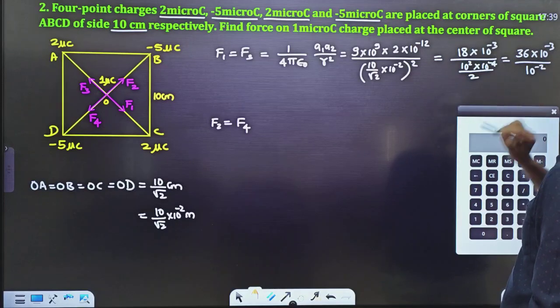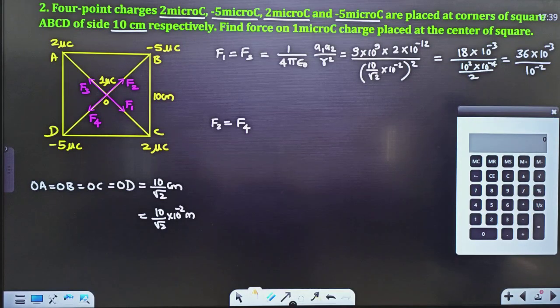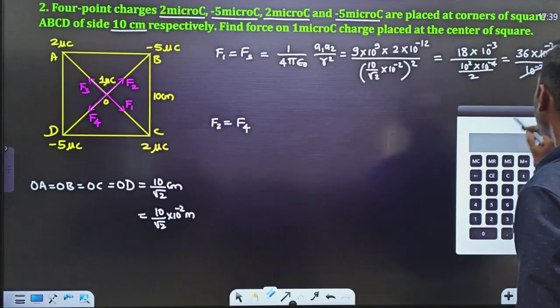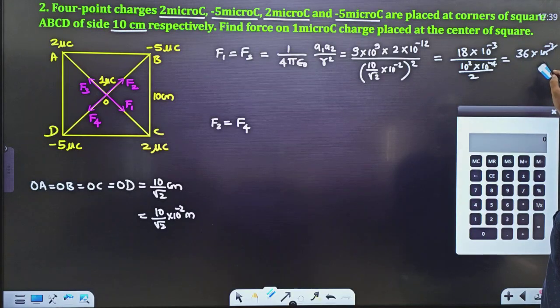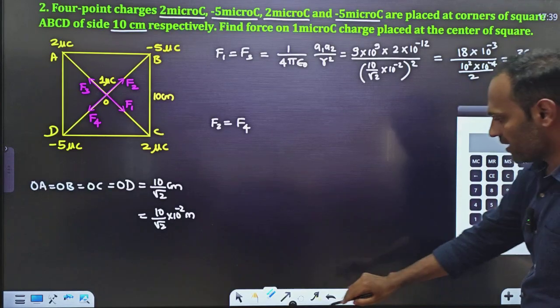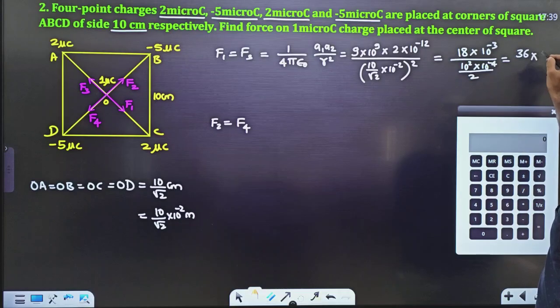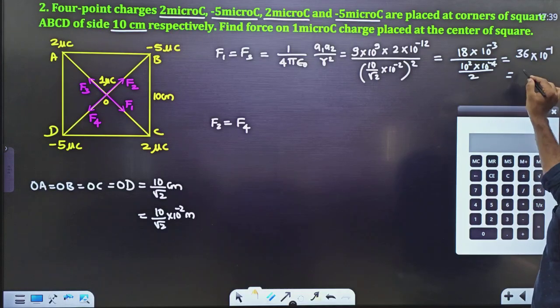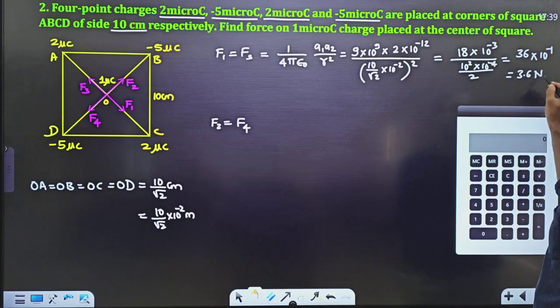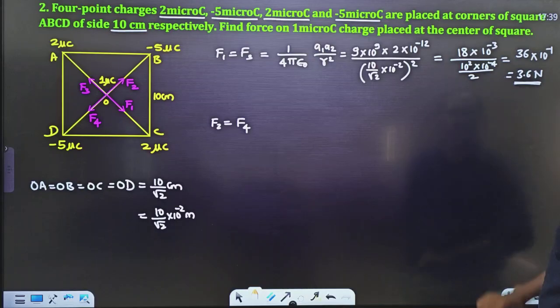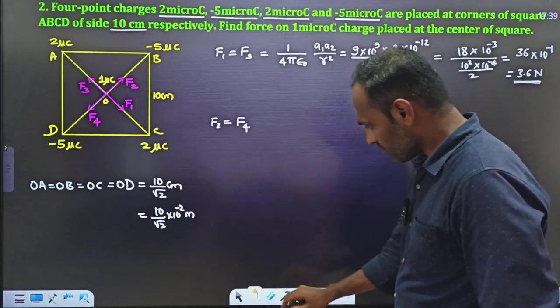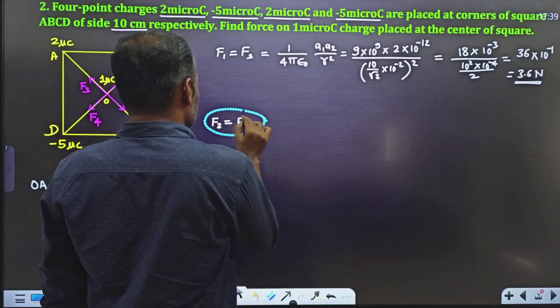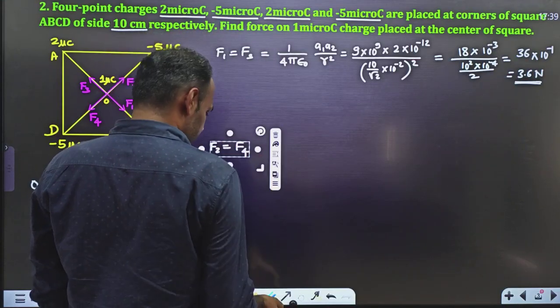So here how much remains? 10 to the power minus 2 remains. Minus 2 from this and minus 2 from this will get cancelled. What will be remaining there? In the numerator, you will get 10 to the power minus 1. Correct? So this is 36 into 10 to the power minus 1, or simply you can write it as 3.6 Newton. This much force you can write. Correct? So that is the force F1 as well as F3.